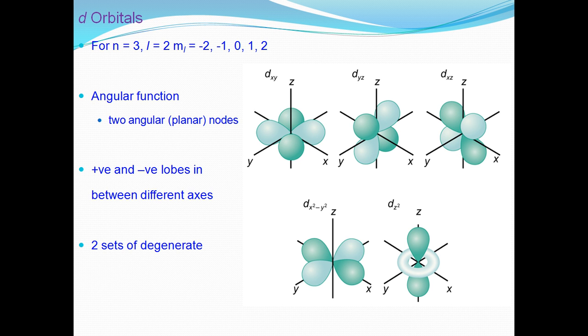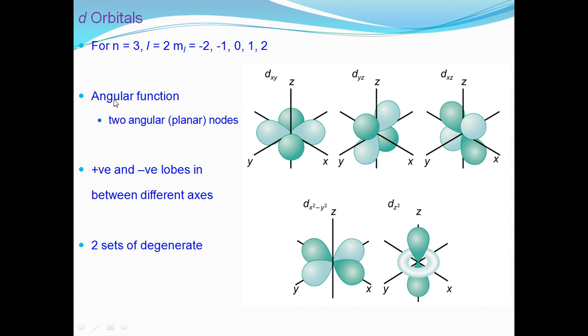Now, we're not going to go through looking at the mathematical wave functions of the d orbitals. But for d orbitals, we're talking about L is equal to 2, ML is equal to -2, -1, 0, 1, and 2. This tells us that there are 5 d orbitals. And if we were to depict those wave functions graphically, this is what they would look like. And you see that there are lobes that are either along axes or in between axes.